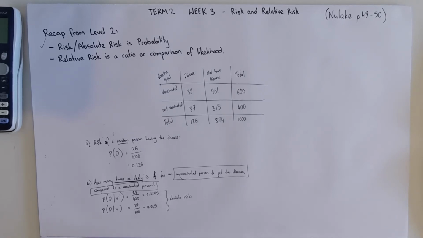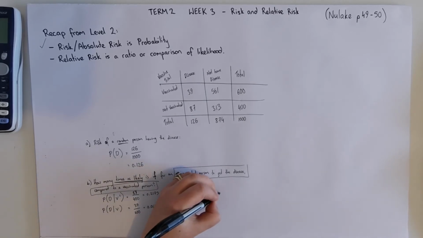All we need to do is compare these two. We've got both parts of this question ready to go. Next we need to look at the order. We spoke about the unvaccinated person first. So that's what I start with. And I'm going to compare it to a second thing, a vaccinated person. To find out how many times is likely, we need to get that ratio.